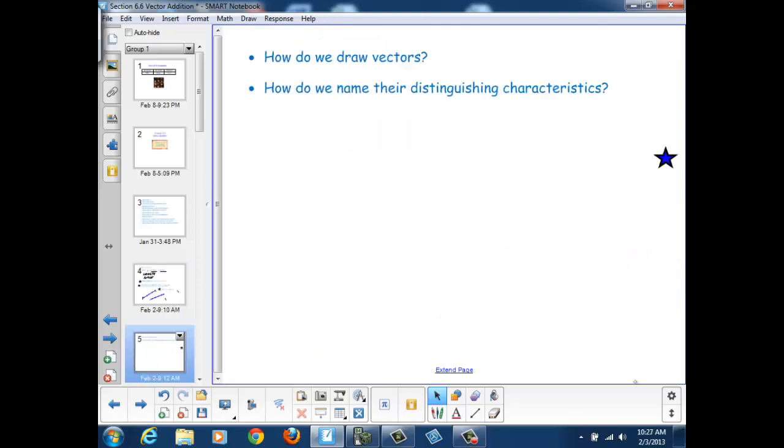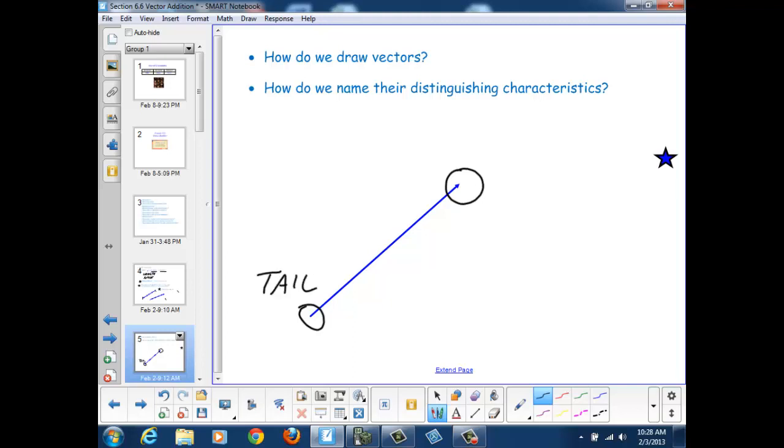Our next two questions are, how do we draw vectors, and how do we name their distinguishing characteristics? Well, we draw a vector with a starting location, and we continue the vector until we've reached the ending location. You'll notice that the starting location does not have anything associated with it, but the ending location has a little arrow, so we know which direction we've traveled along our vector. That starting location we call the tail, and the ending location we call the head. So the head of our vector is where we end up if we've traveled along our vector.